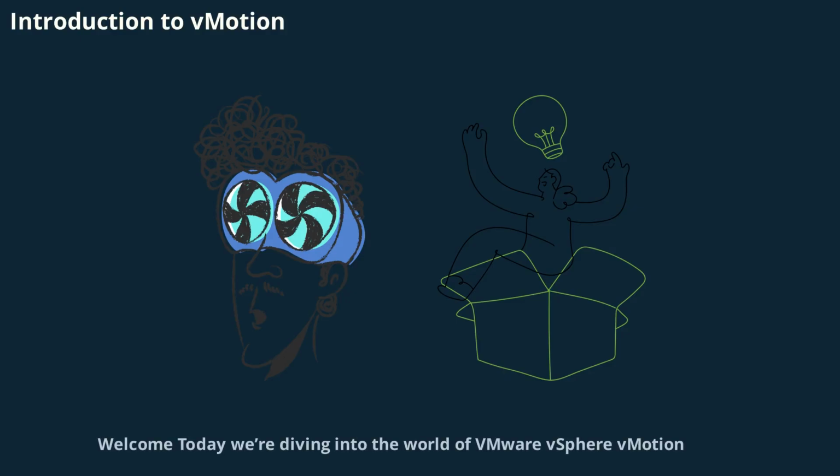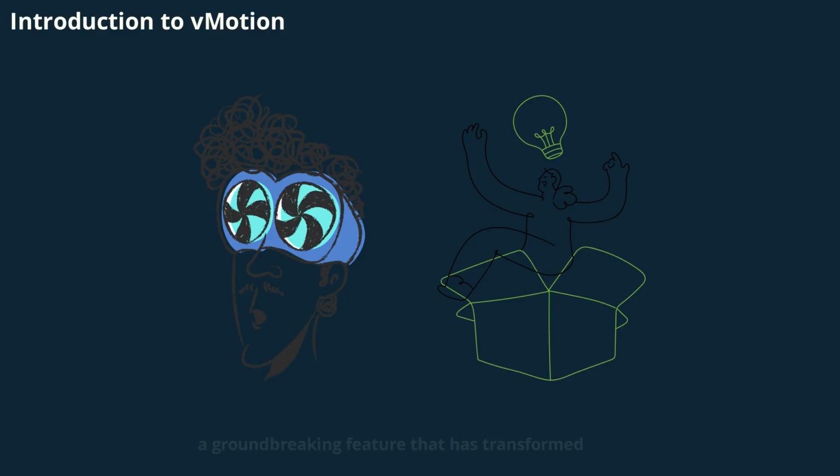Welcome! Today, we're diving into the world of VMware vSphere vMotion, a groundbreaking feature that has transformed virtual infrastructures since its debut in 2003. vMotion enables seamless migration of active virtual machines between physical ESXi hosts, making workload portability a reality. This capability is at the heart of hybrid cloud strategies, allowing businesses to move workloads between on-premises and public clouds with ease. Over the years, vMotion has evolved to support new technologies, but its core mission remains to provide uninterrupted service and flexibility for IT operations.